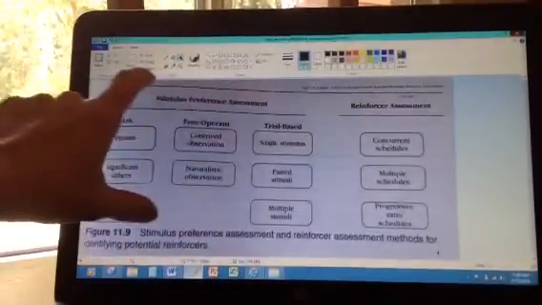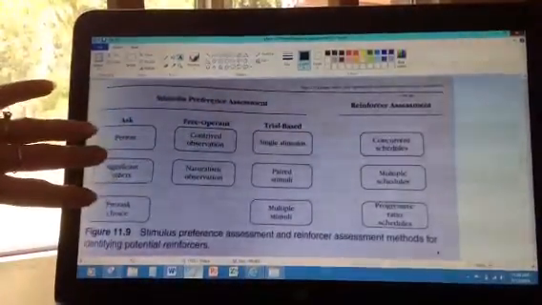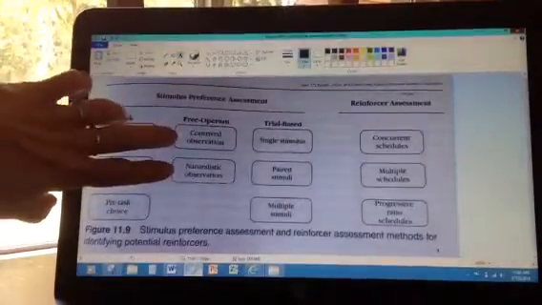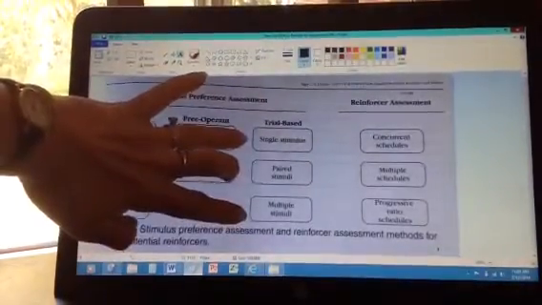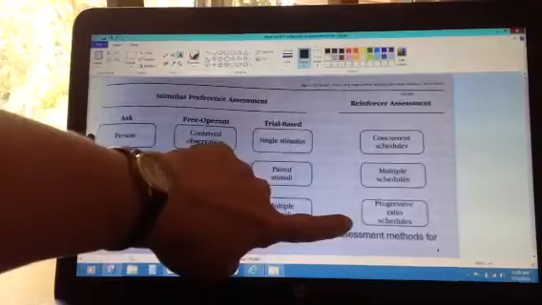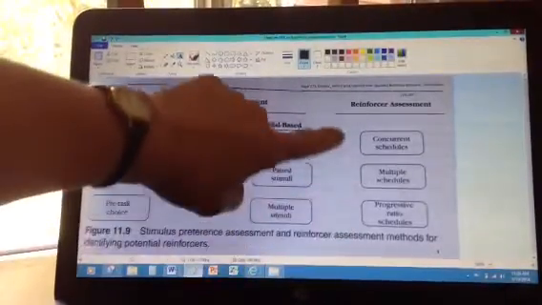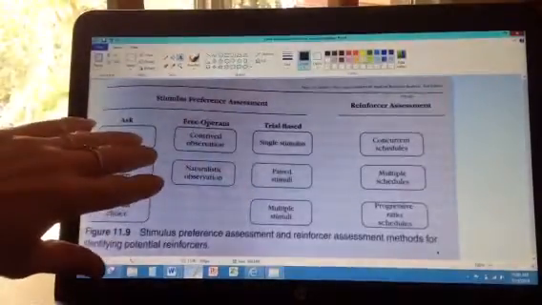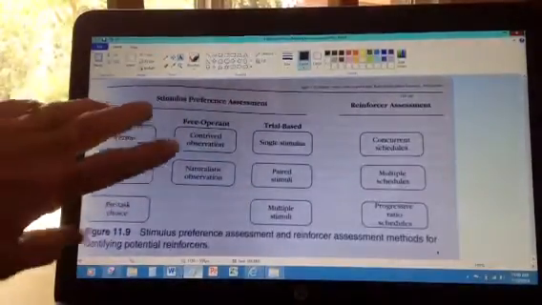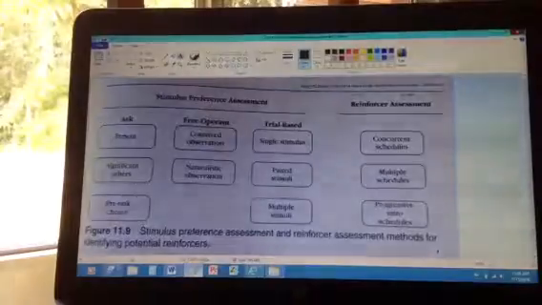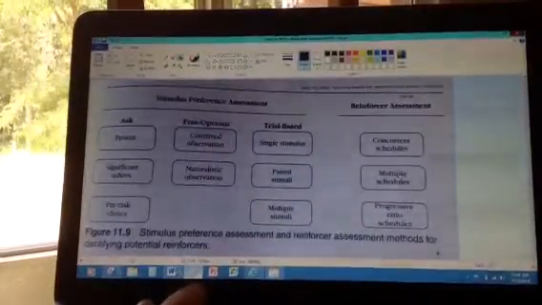These here are the stimulus preference assessments. You could have interviews, do free operant or trial-based. And then here are the reinforcement assessments that you could do to test the reinforcer ability of the stimuli. Okay, I do suggest that you read those pages for a general overview.